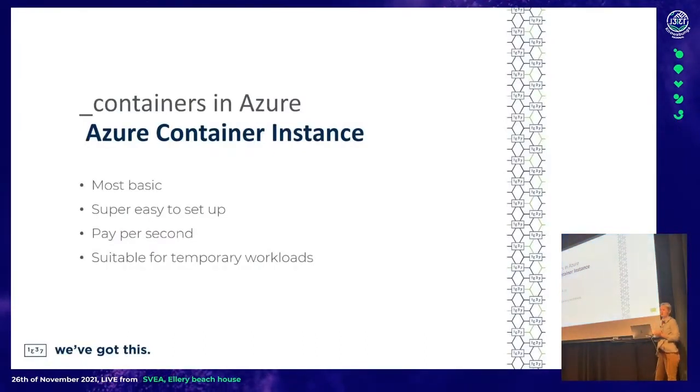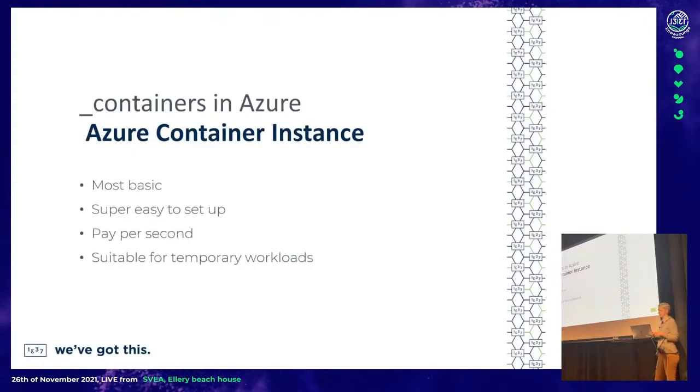The first one, Azure Container Instance. This is the most basic of them all. This is literally just a container in the cloud. It is super easy to set up. You pay for it per second. So if it's not running, you pay nothing. And the cost per second depends on how much resources you allocate to it, like CPU and memory. And because you pay per second, this is a really great option for temporary short-lived workloads.